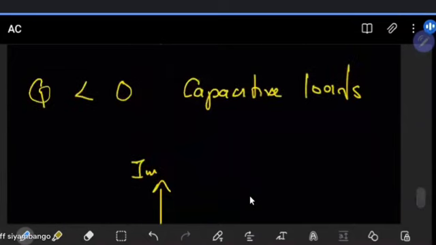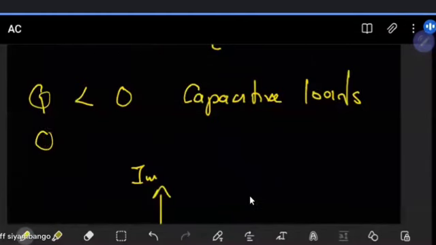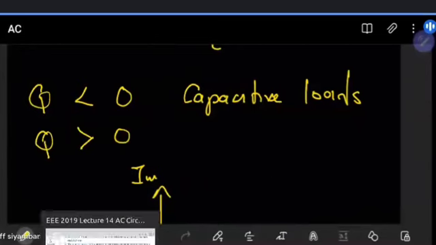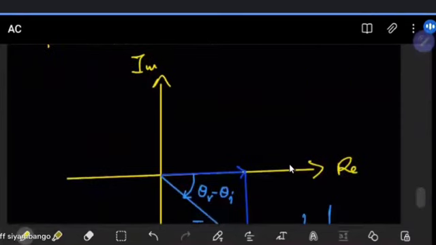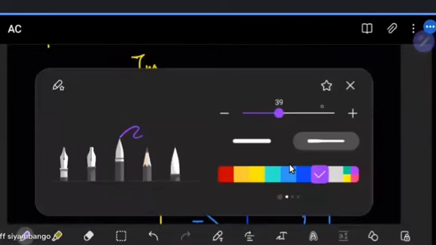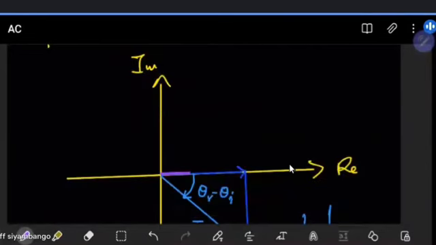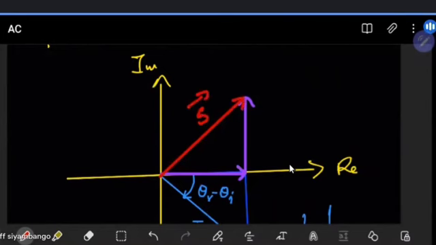In a similar way, we can observe what happens when Q is positive. If Q is positive, we try to sketch the same thing on the same graph. Notice that now we'll have to go this side first, because again, the real part is still positive. But now Q is positive, meaning that we have to go up. In such a case, the complex power will now have to point in that direction. So this becomes the phasor diagram for the complex power for when Q is greater than 0. So that angle will have to come this side.